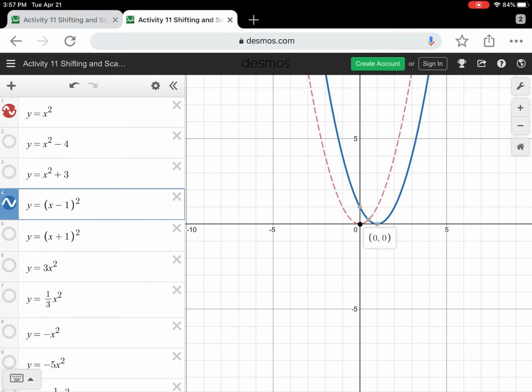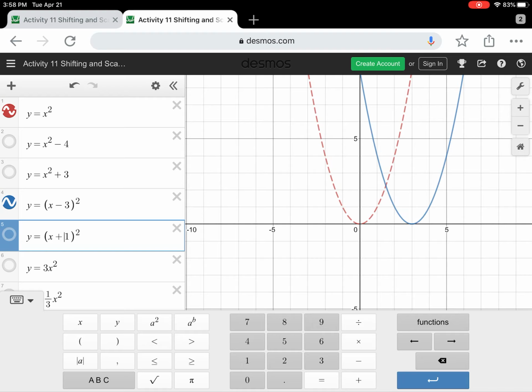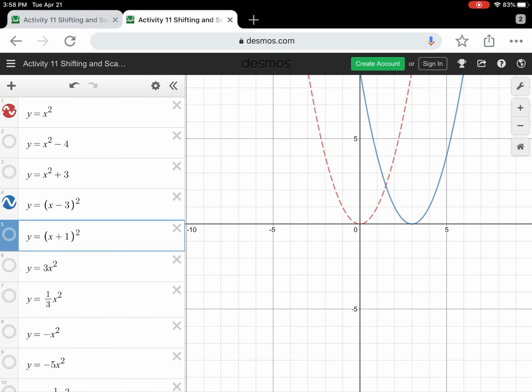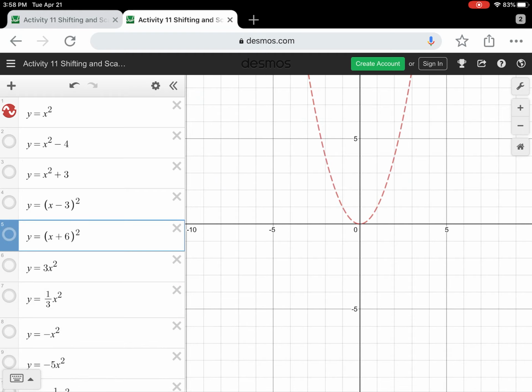So instead of starting at 0, 0, it's going to start at 1, 0. It's going to move to the right one. Again, this would change if you change the number. So if you put a minus 3, it's going to move to the right 3. All right, same with the positive versions. Normally my positives are on the right side, but because this is inside the parentheses, it's going to do the opposite of where I think. It's going to move to the left instead of moving to the right. And if I change that number at all, that's how many units it's going to move. So if I change it to positive 6, it's going to move to the left 6.